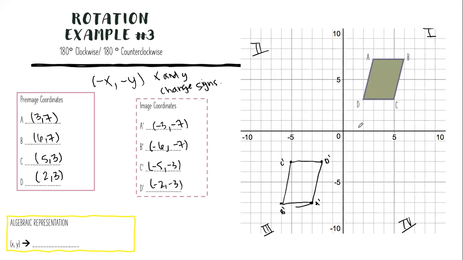So you should notice it literally turned all the way around because A and B were on top. Now A and B are on bottom. So it literally turned a whole 180. You know that line that says, oh, they did a 180, right? That just means they turned all the way around. So the algebraic rule is -X, -Y.